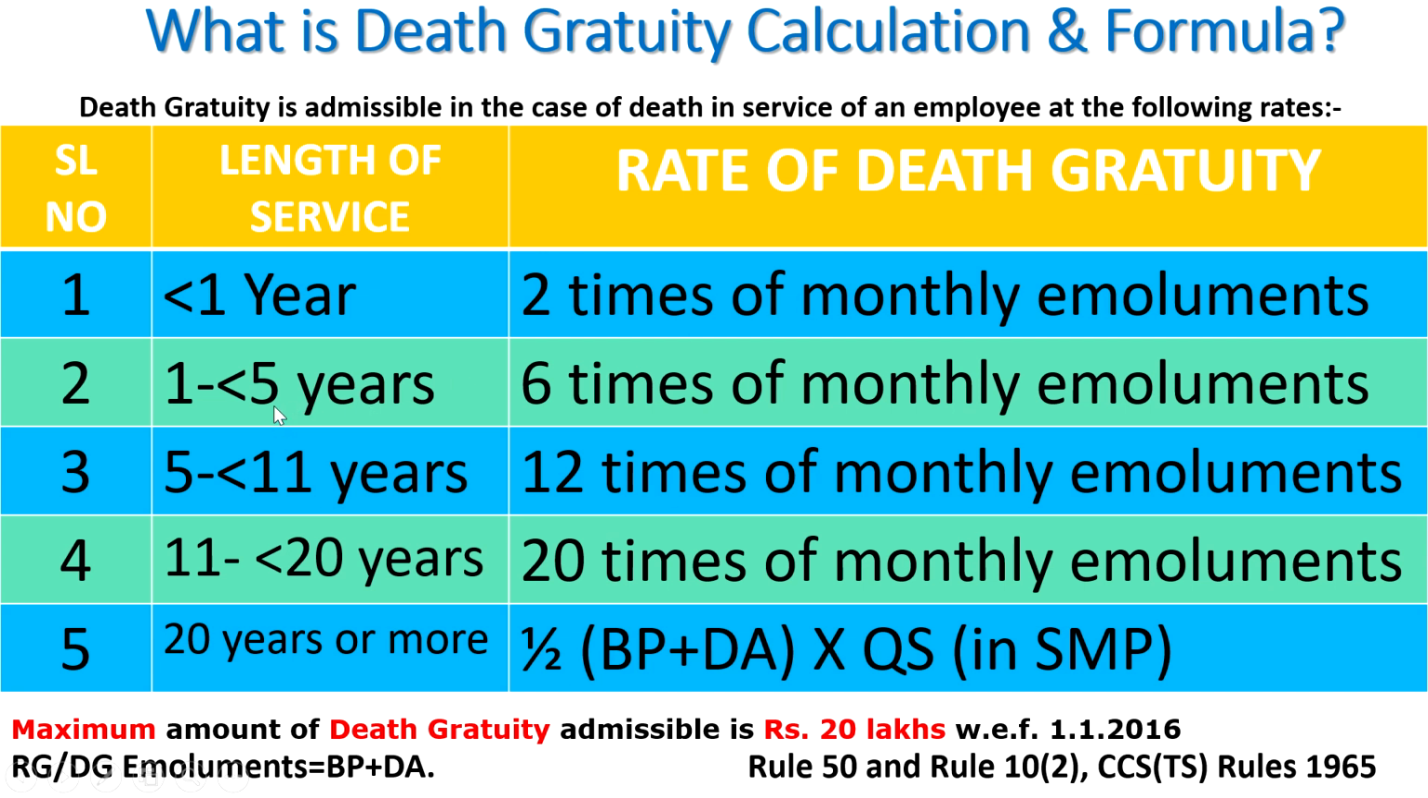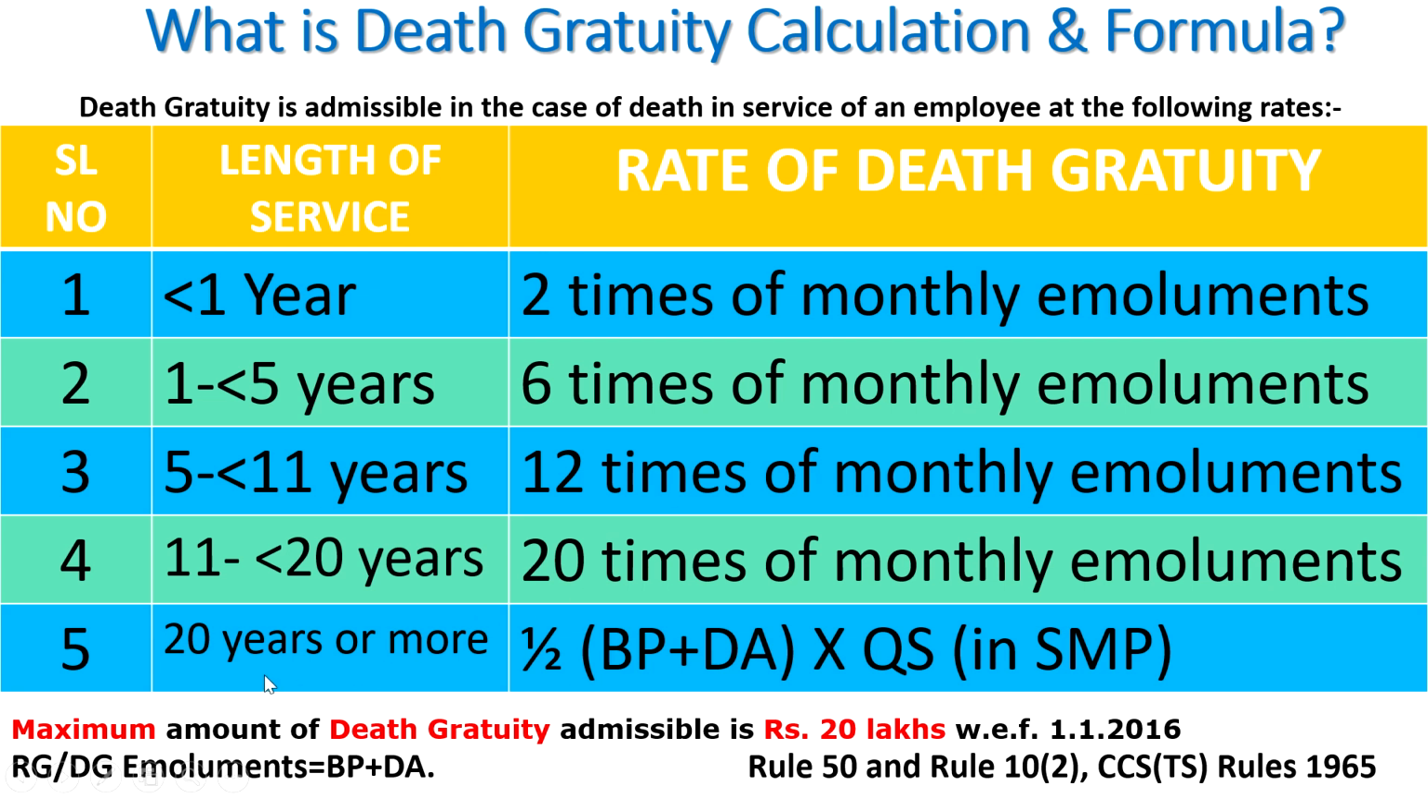Then if the length of service rendered is between 1 and 5 years, then 6 times the monthly emoluments will be paid as death gratuity. Here you should understand that it is less than 5. That means if 5 years is there, then it comes to serial number 3. And if 1 year is there, it comes to 2. Less than 1 year, it comes to 1. For 5 to 11 years, it is 12 times monthly emoluments, and the fourth point is that for 11 to 20 years, 20 times the monthly emoluments will be paid as death gratuity.